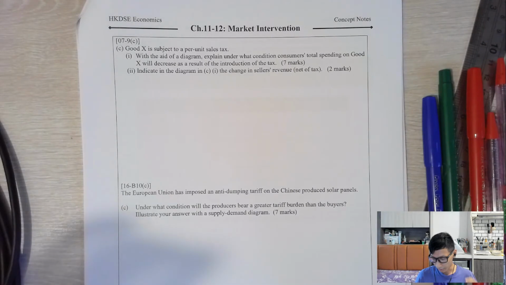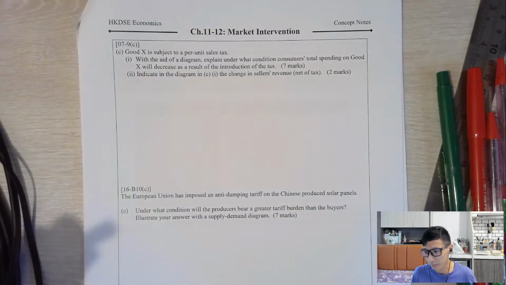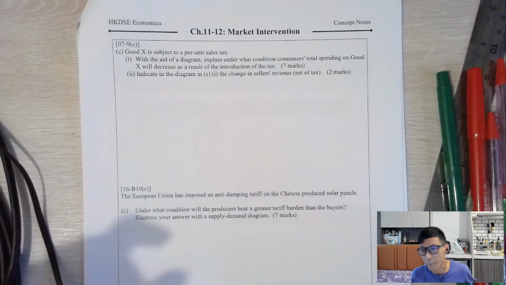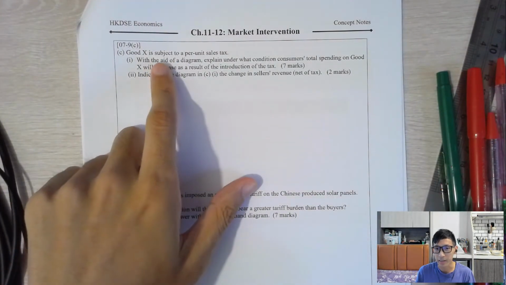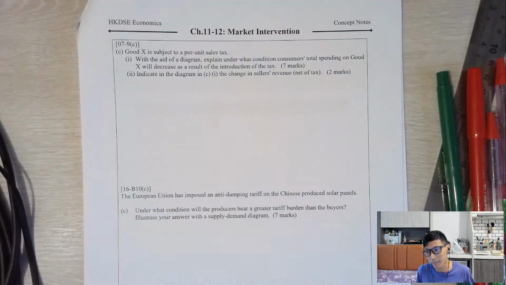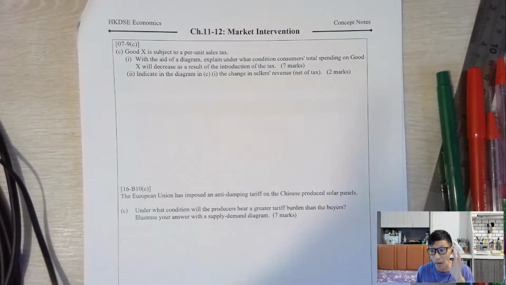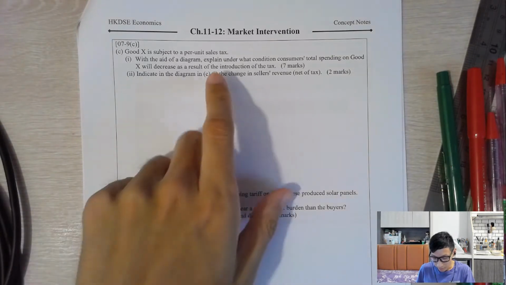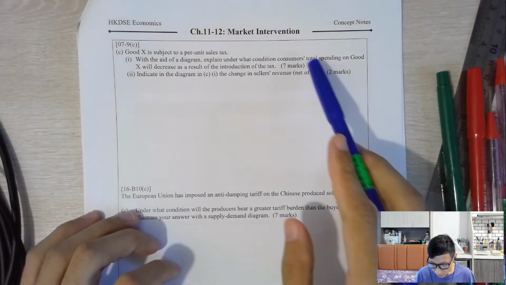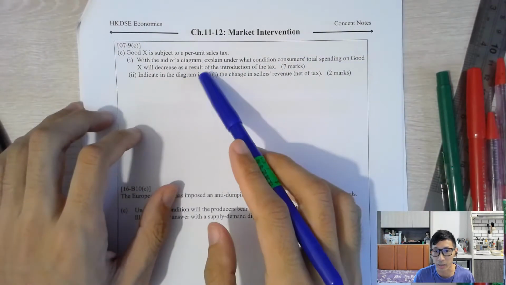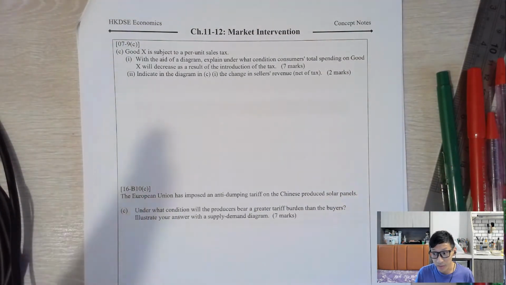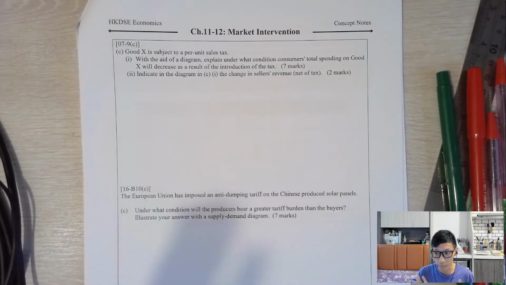On to the next page. Okay? Now, in 2007, okay, question 9C, okay, it says that good X is subjected to per unit sales tax, right? Now here, clearly, you see, right, in exam, in DSE, they love you to draw diagram. 為什麼? 年年都畫錯, 那就年年都叫你畫咯, 那年年繼續畫錯, 就年年繼續叫你畫咯, okay? 好嗎? Explain under what situation, what condition, consumer total spending on good X would decrease as a result of the introduction of the tax. Okay, now boys, you see, I put this question here just to confuse you.